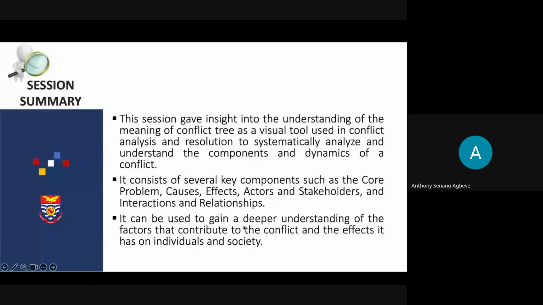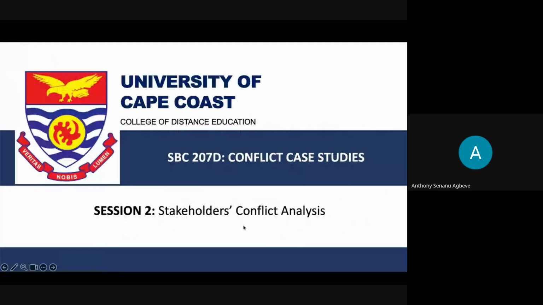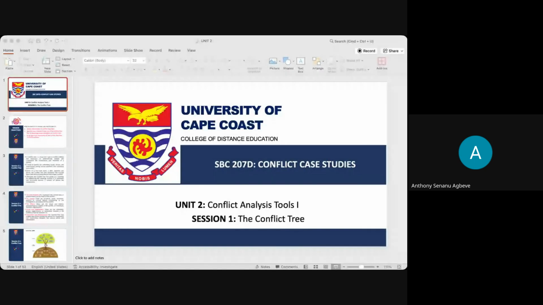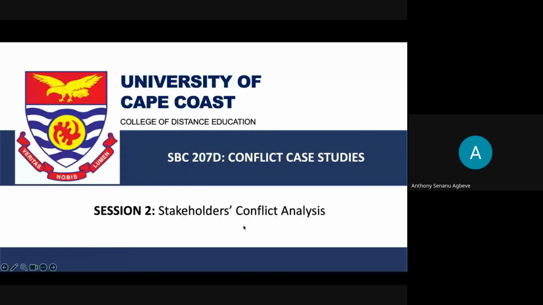Okay, so we'll move to the next session, which is also another conflict analytical tool. So please, can you see my screen? Yes, sir. Okay, all right, very well. So the next tool that we'll be looking at is the stakeholders conflict analysis. Stakeholders conflict analysis, right?